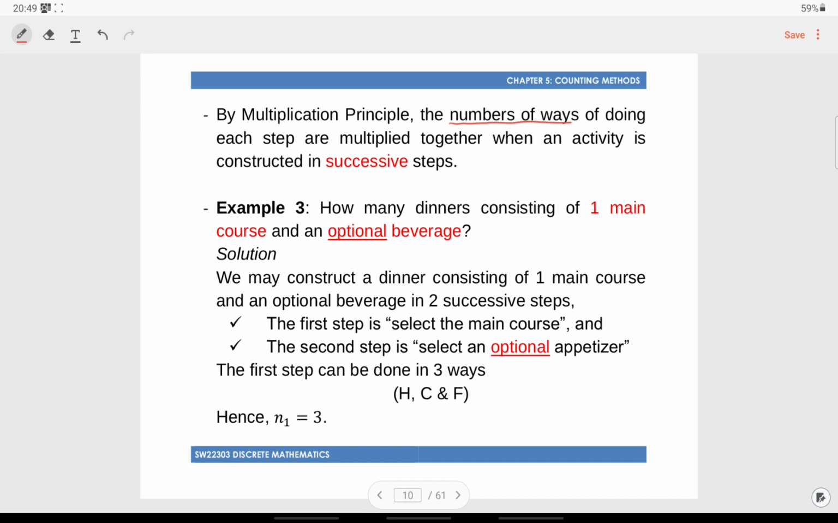Originally, there are only two different appetizers. Okay, sorry, this one is for the main course. So the first step is to choose the main course, and this task can be done in three different ways because we have three different main courses. We have H, C, and F. So the first step can be done in three different ways. We can choose either H or C or F. Three different choices.